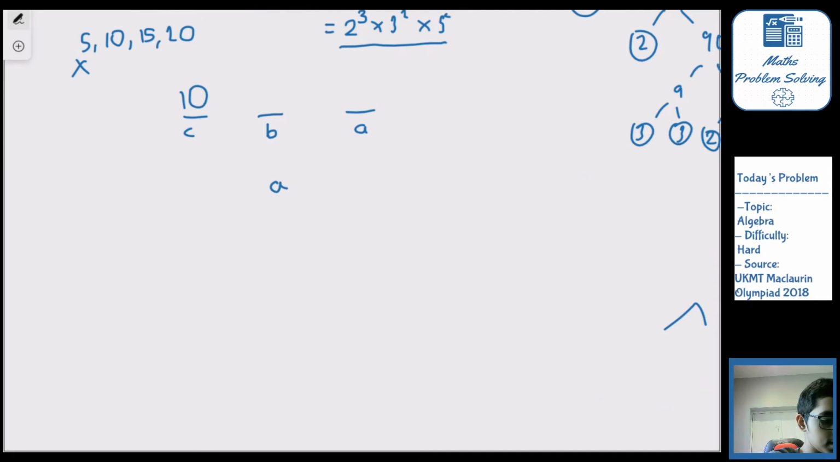And now let's try if c equals 10. So now a plus b equals 15, because 25 minus 10, and a times b equals 36, because 360 divided by 10. So now let's just write this as another quadratic. So a squared plus 15a plus 36.